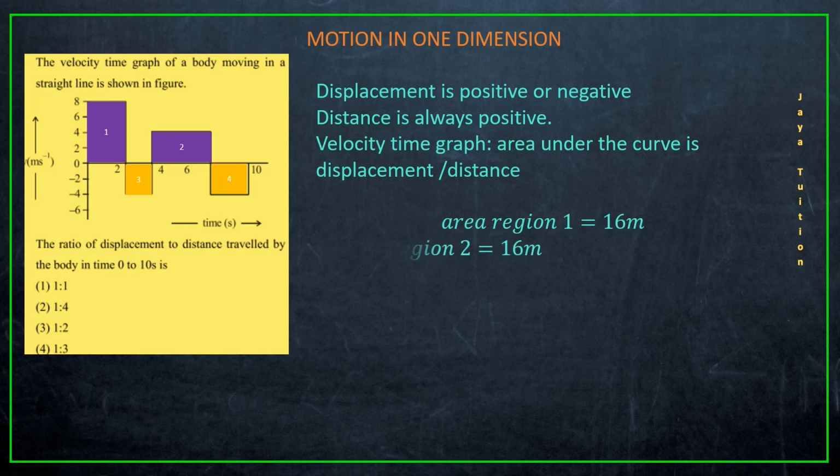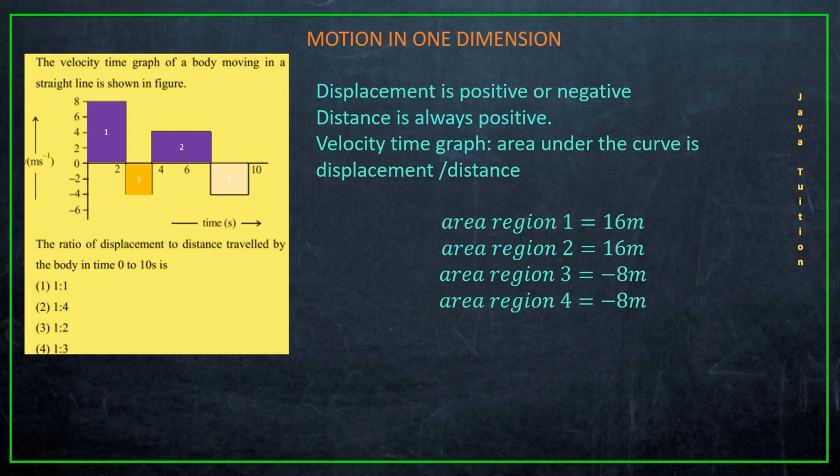The region 1 and region 2 are 16 meters respectively, whereas the region 3 and 4 are -8 meters respectively. Therefore, the ratio of displacement to distance comes out to be 16 divided by 48, which is equal to 1 by 3.